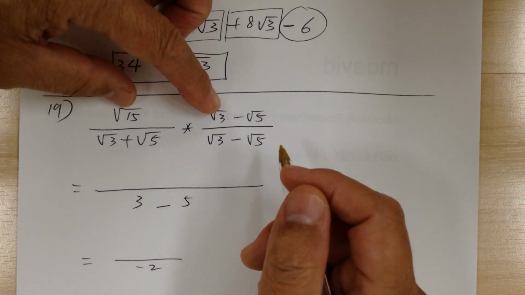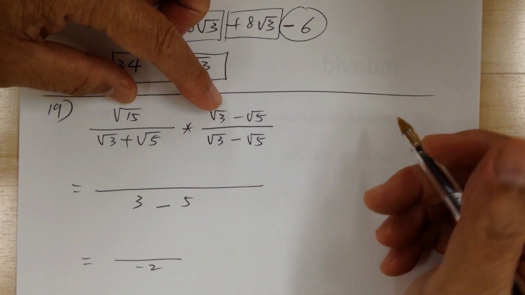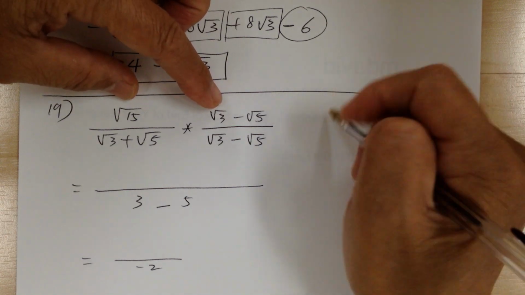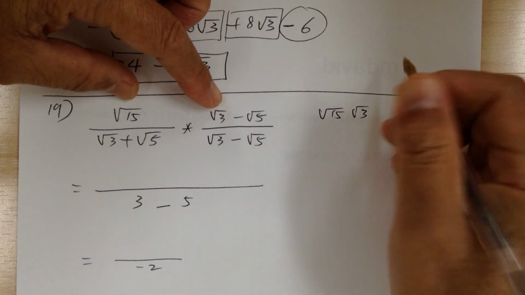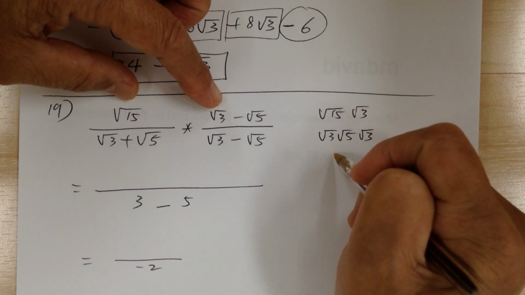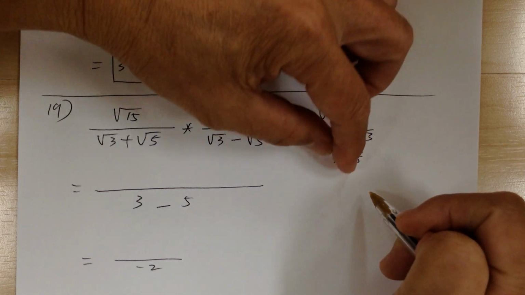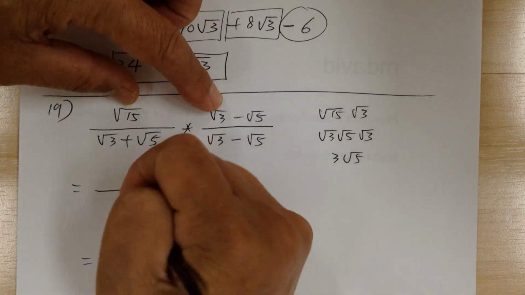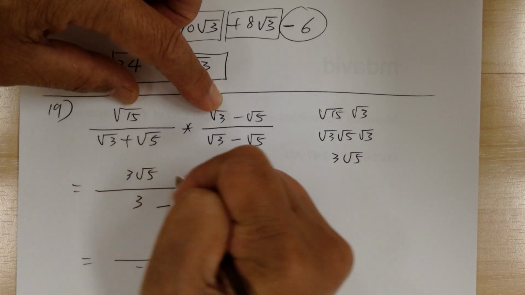So when you multiply again, you can go off to the side. So you got square root of 15 times square root of 3. Break this down into square root of 3 times square root of 5, and this will give you 3 square root of 5. Right, this 2 will give you that. So when you multiply, this will give you 3 square root of 5.